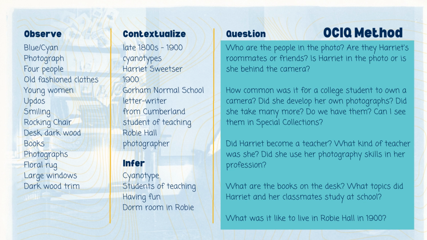What are the books on the desk? What topics did Harriet and her classmates study at school? What was it like to live in Roby Hall in 1900? Is the building still standing? Yes, by the way, it is standing, and we call it Roby Andrews Hall now. I wonder what that room is used for today.